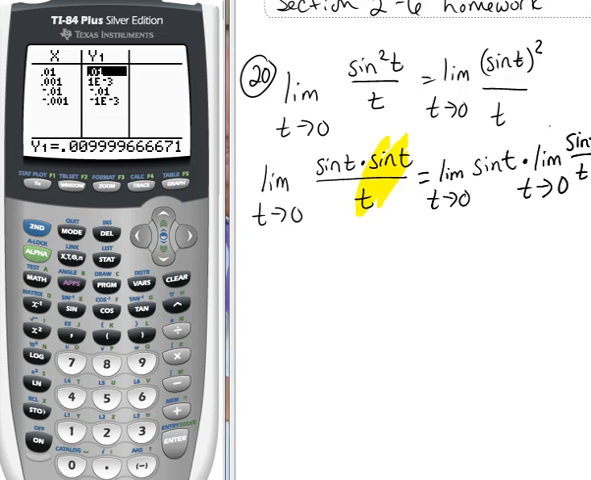And then when you plug in 0, we know that this limit when you plug in 0 is 1. The sine, we know that when you plug in 0, the sine of 0 is 0. And we proved that the limit as t goes to 0 of sine t over t is in fact 1. So this is 0 times 1, which is 0. So that works to make a careful argument as to why that limit is in fact 0.